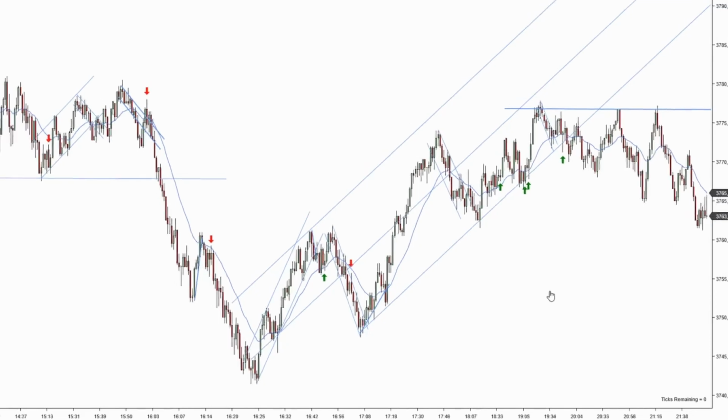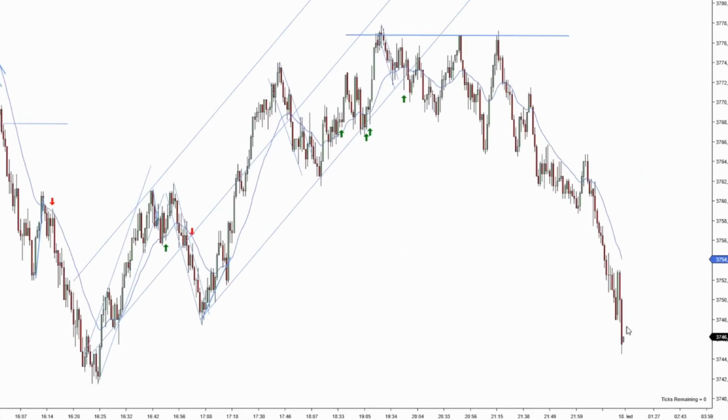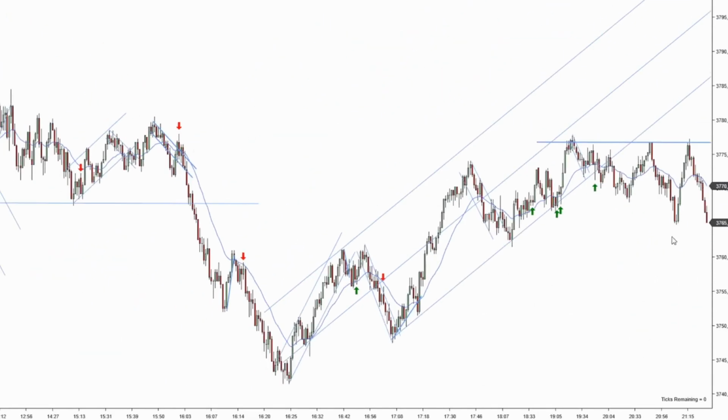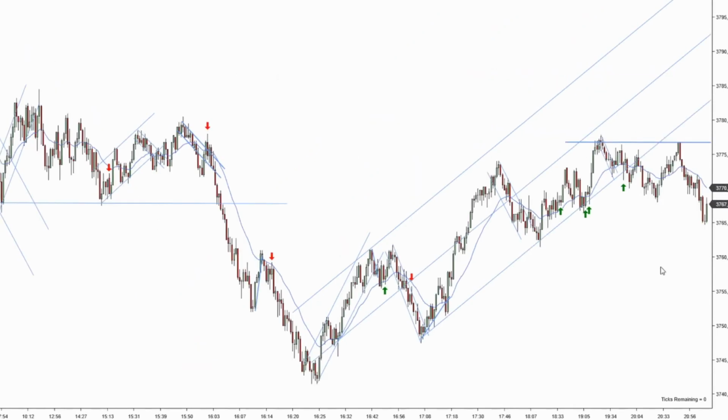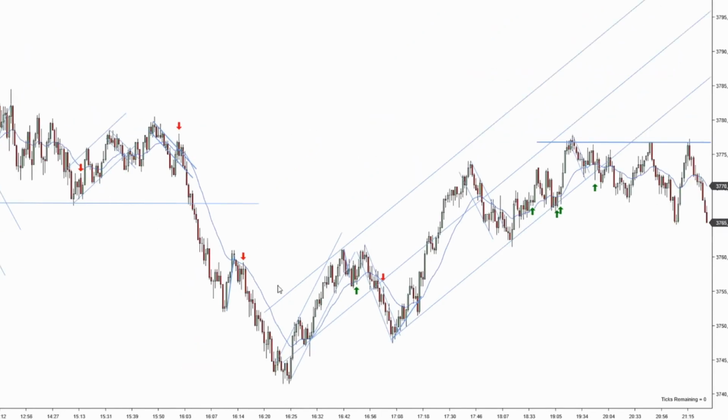And yes, we actually ended up in a bigger trading range overall, but there was definitely a downtrend and an uptrend meanwhile.